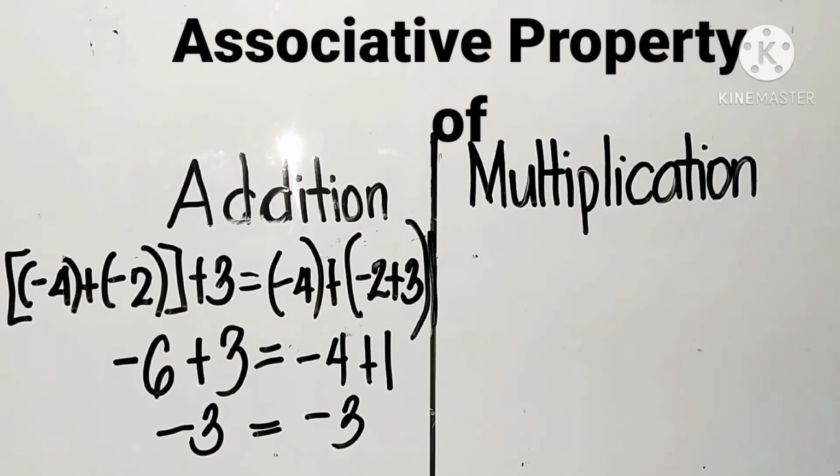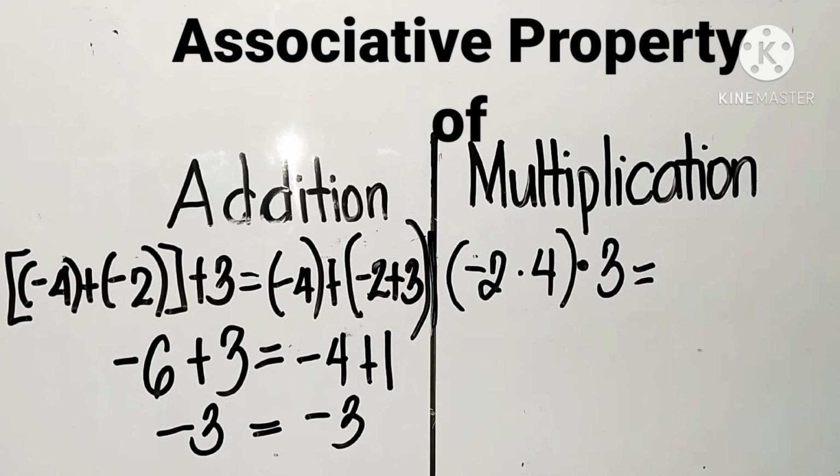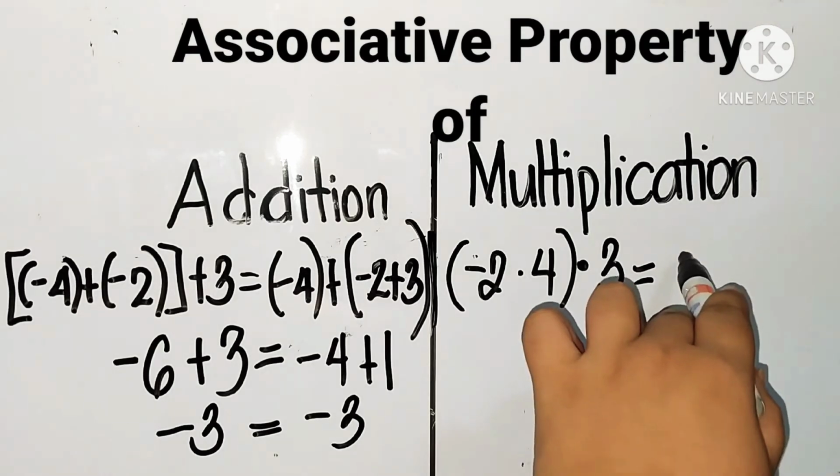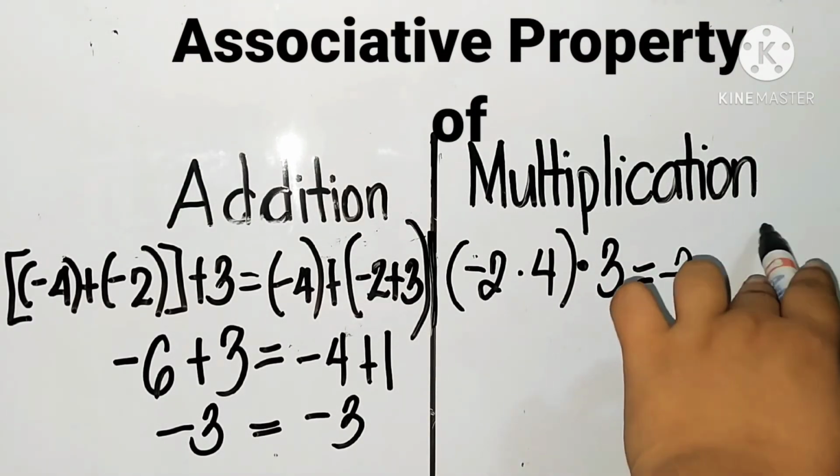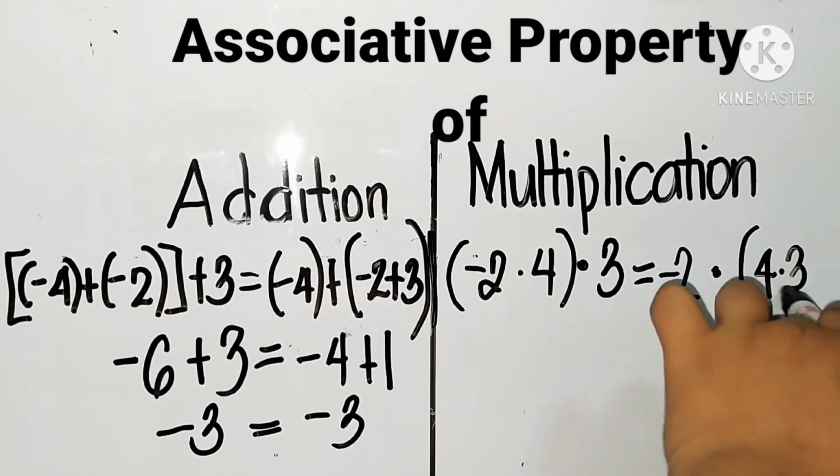So, nabago man yung arrangement or yung groupings ng numbers, the same result pa rin yung binigay niya sa atin. Ganon din sa multiplication. Let's say, binigyan kayo ng negative 2 times 4. So, yung magkagrupo nung una ay si negative 2 and 4 times 3. Yan ay kapareha lang ng negative 2 times 4 times 3.